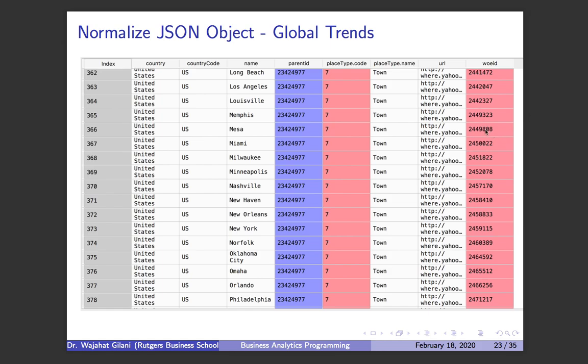And the WOE ID. The WOE ID basically stands for Where on Earth ID. Yahoo created these WOE IDs to identify certain locations, and Twitter uses Yahoo's WOE IDs to identify these certain cities around the world. All right, so that's the table we pretty much get back.